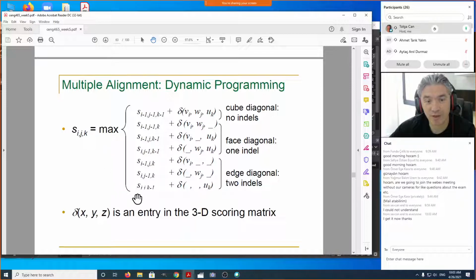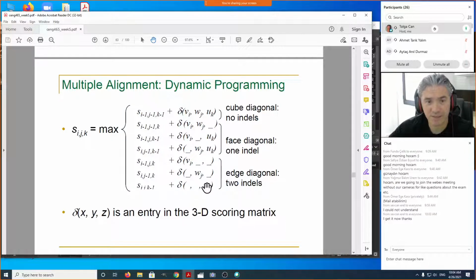The best way to align them is to look at where this i, j, k came from, which can be the previous case of the previous column of the alignment. These are the 7 possible cases you can have in the previous, just one column next to this final alignment where the i, j, k is aligned. So this delta here basically is our score matrix.